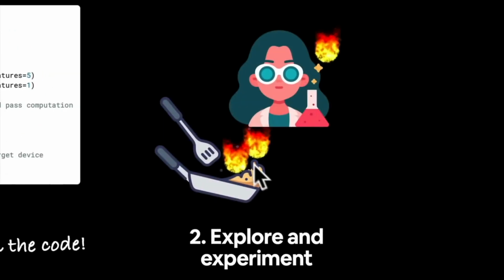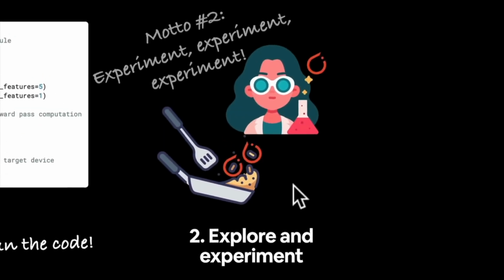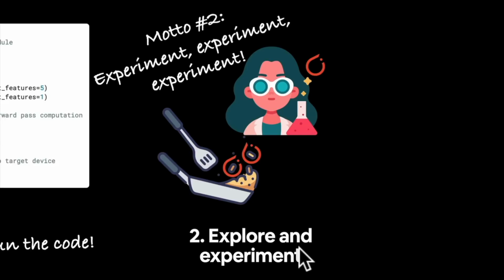Number 2, I love that. Explore and experiment. Again, approach this with the mind of a scientist and a chef, or science and art. Experiment, experiment, experiment. Try things with rigor like a scientist would, and then just try things for the fun of it like a chef would.